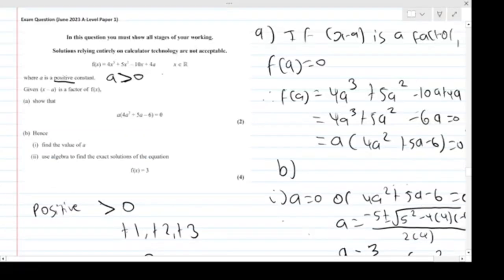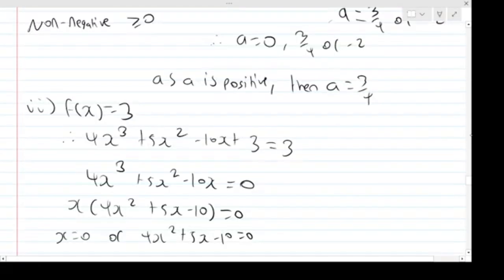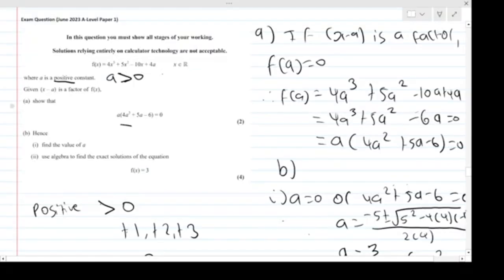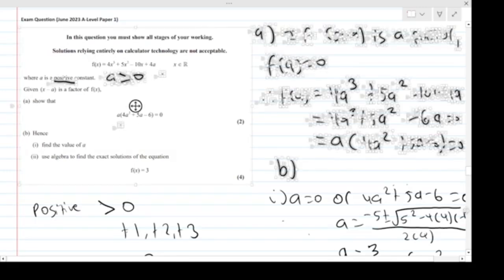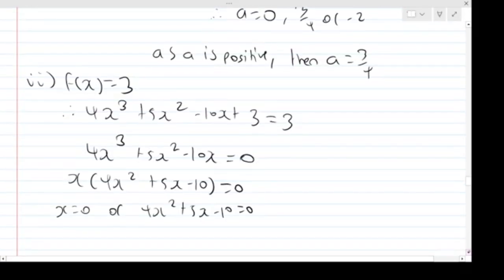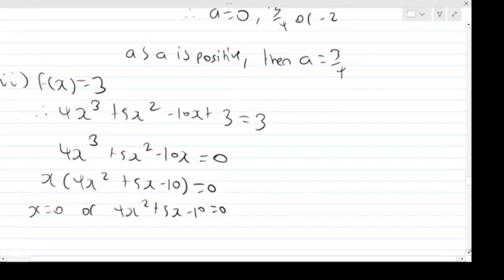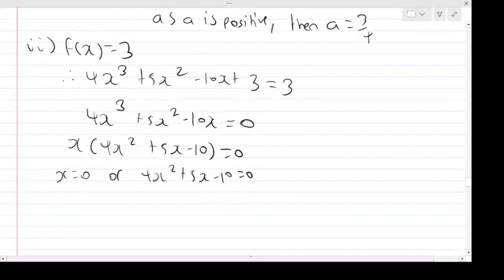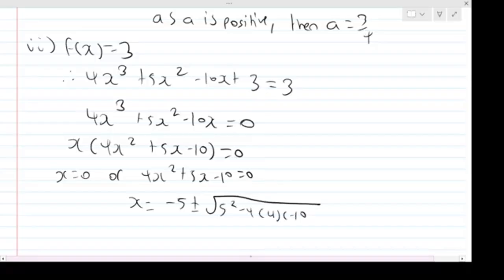But actually, no, it looked very similar to the quadratic there, but it's minus 6 there. However, in this question we have minus 10. I thought we could reuse our workings, but it doesn't matter. Being able to solve it, it's a quadratic. I can then use the formula again to say that x would be minus 5 plus or minus the square root of 5 squared, take away 4 lots of 4 minus 10, all over 2 lots of 4.